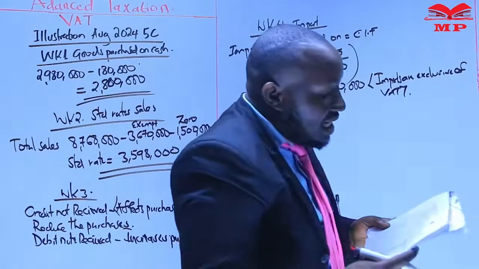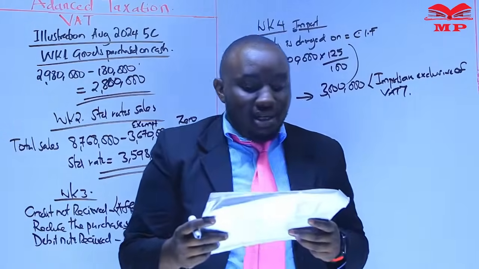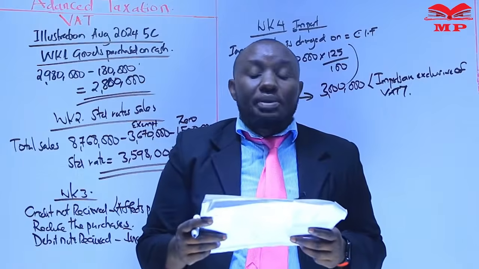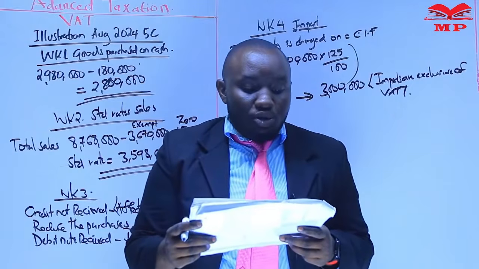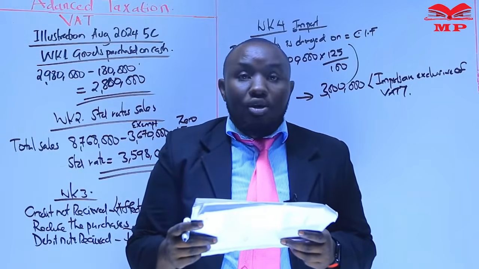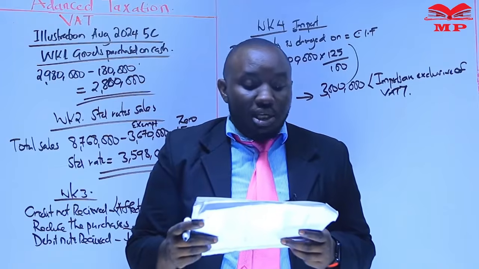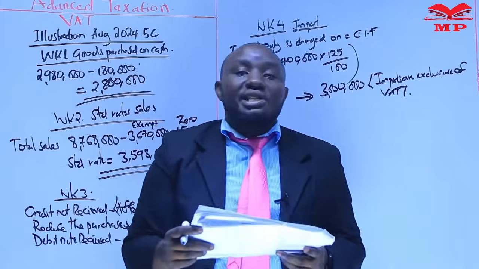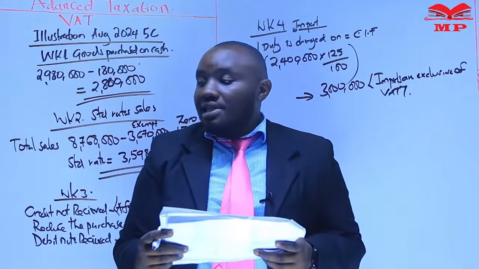So we proceed to additional information number 7. The company incurred the following expenses. Expenses are basically input VAT. The first expense is legal expense. Legal expense is vatable, so we charge input VAT. Salaries and wages are exempted from VAT.